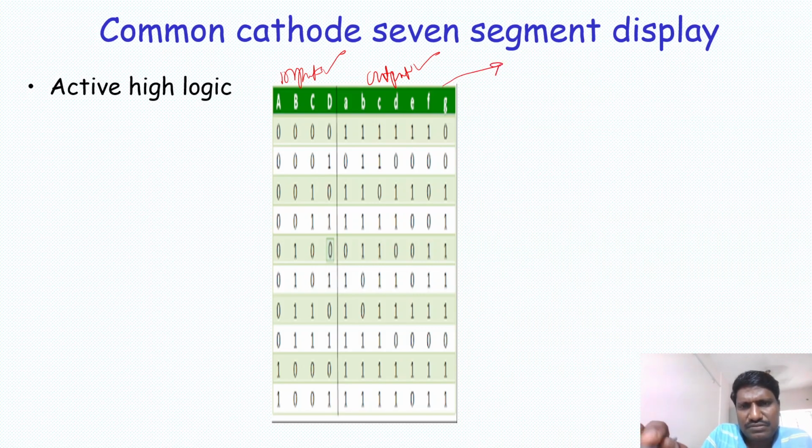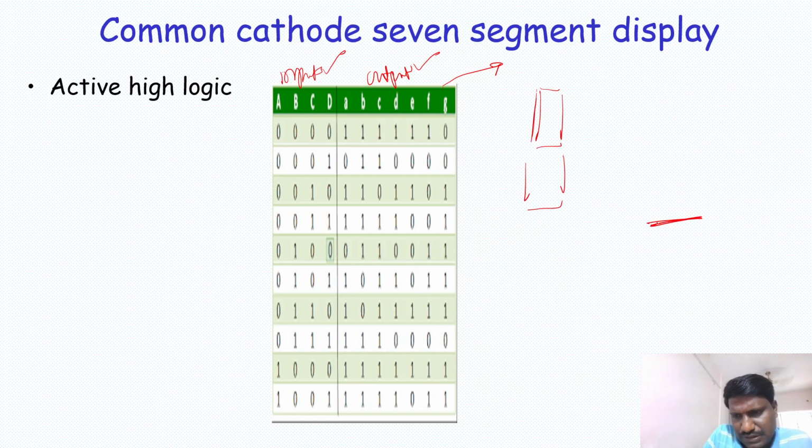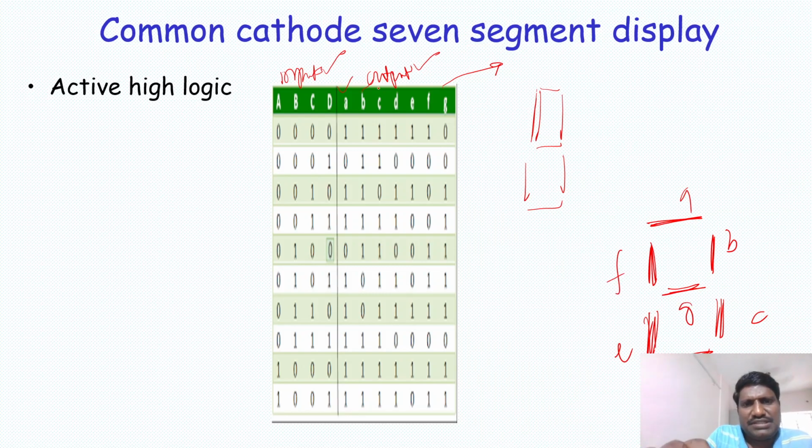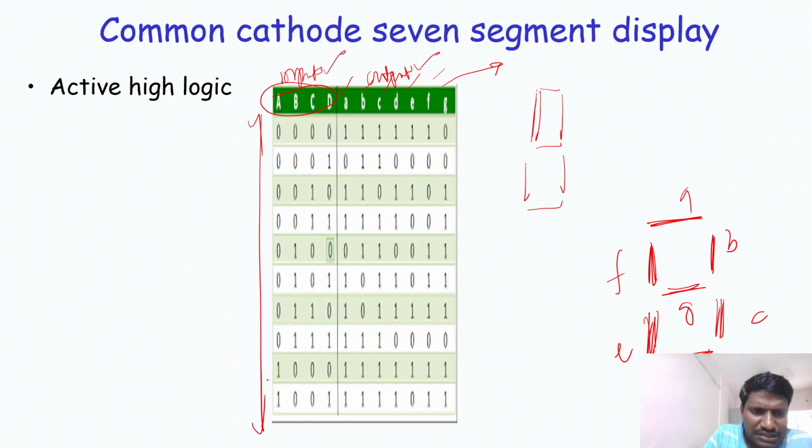This output I am giving to the 7 segment display, where the segments are A, B, C, D, E, F, G. What are the inputs? BCD input. BCD input is only from 0 to 9. What about the rest? The rest are don't cares.